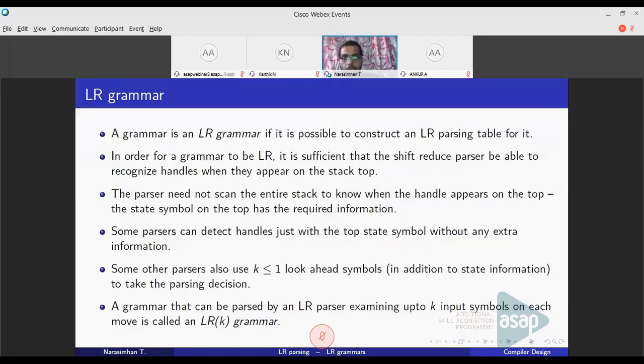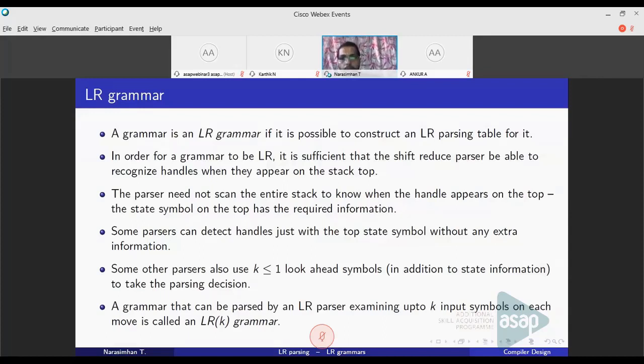Now the parser need not scan the entire stack to know whether the handle is at the top or not. It need not scan the entire stack. What it can do is just rely on the state information. Remember, the stack will contain grammar symbols as well as state symbols. So the parser can just rely on the top state symbol to know whether the handle is at the top or not. That is what it means.